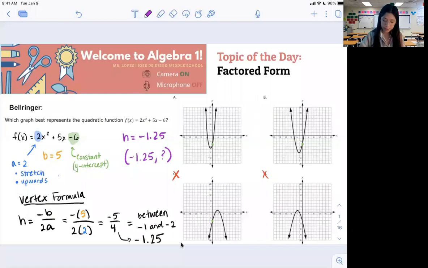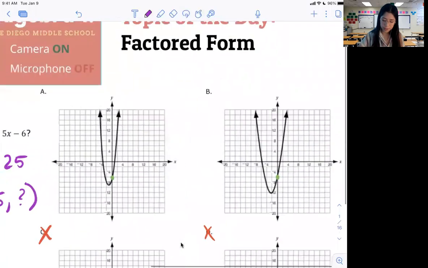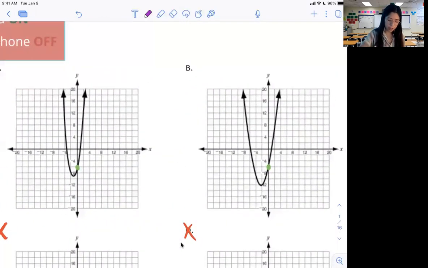If the x value is -1.25, that already gives us a lot of information. I know that the vertex for both of these, we can sort of estimate it. Think about where these are located. A is before the 2, and then B is after the 2. Actually, B is kind of right on the 2.